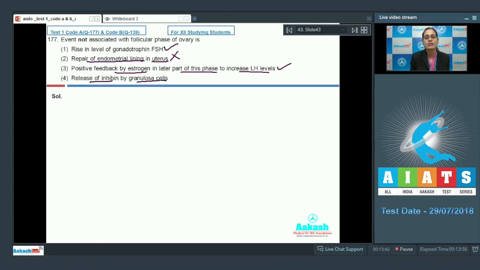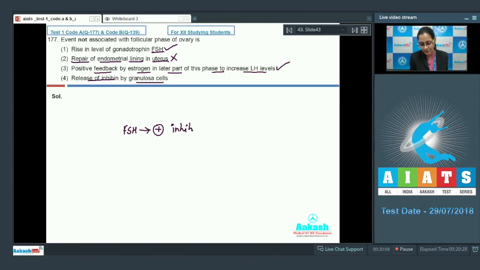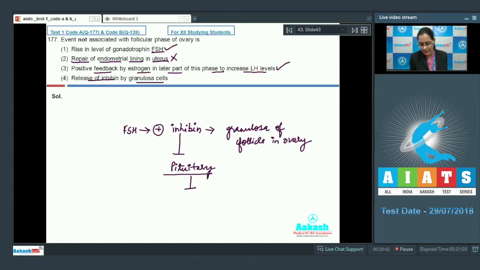inhibin by granulosa cells, and we know that FSH, that is follicle stimulating hormone, will stimulate the release of inhibin from the granulosa cells of ovarian follicle in ovary. And this inhibin in turn will inhibit anterior pituitary, thereby inhibiting the release of FSH. So the fourth option is a correct option. And so the correct answer for this question is option number 2. Let's proceed to the next question.